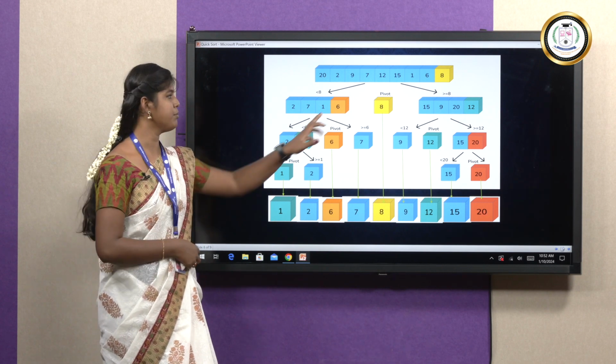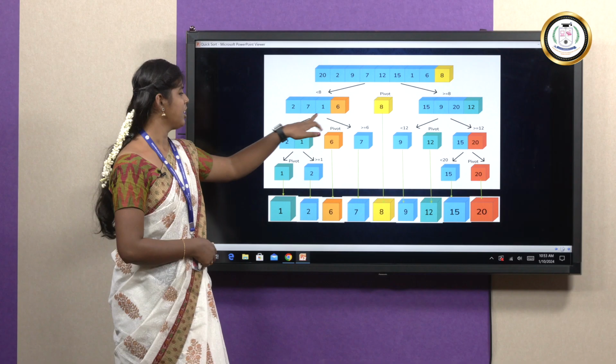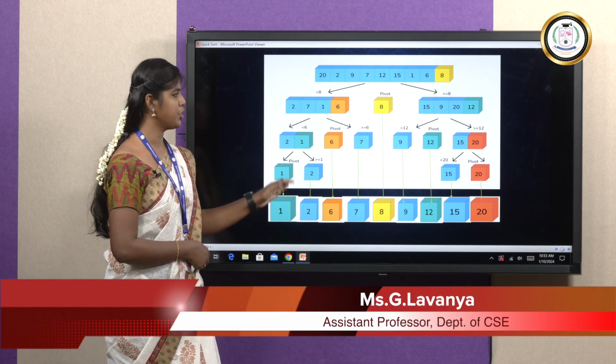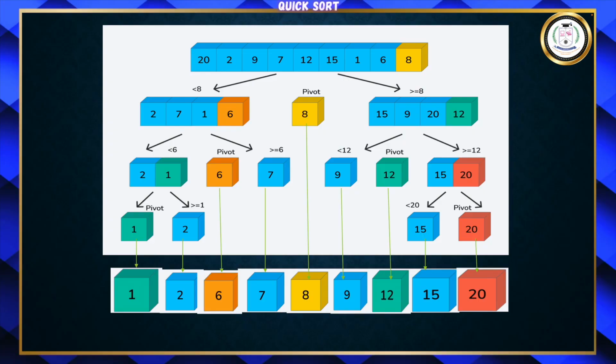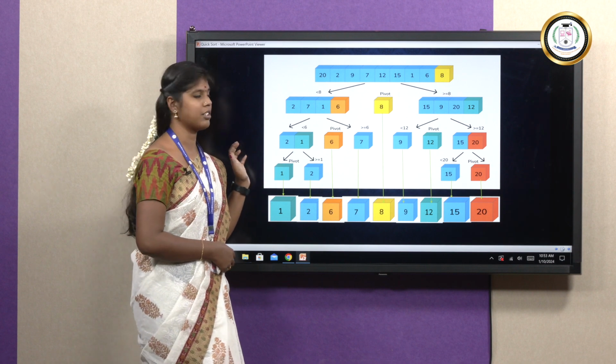After the middle element, the left hand side will be less than and the right hand side will be greater than. After that, you'll be having two equal halves. In that equal half, you need to again choose one middle pivot element. Then again you need to split into two equal halves, and check the pivot element. The same way you can do it for the left and right hand side. Afterwards you can merge these. That means 1, 2, 6, 7, 8, 9, 12, 15, 20. See, whatever unsorted array is given, you will get the sorted array by using the pivot element. This is the quick sort algorithm.